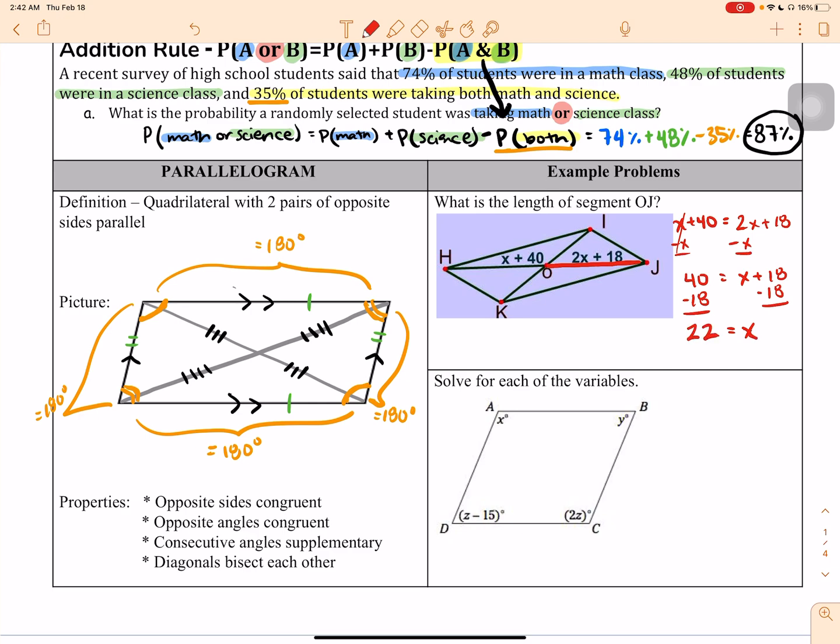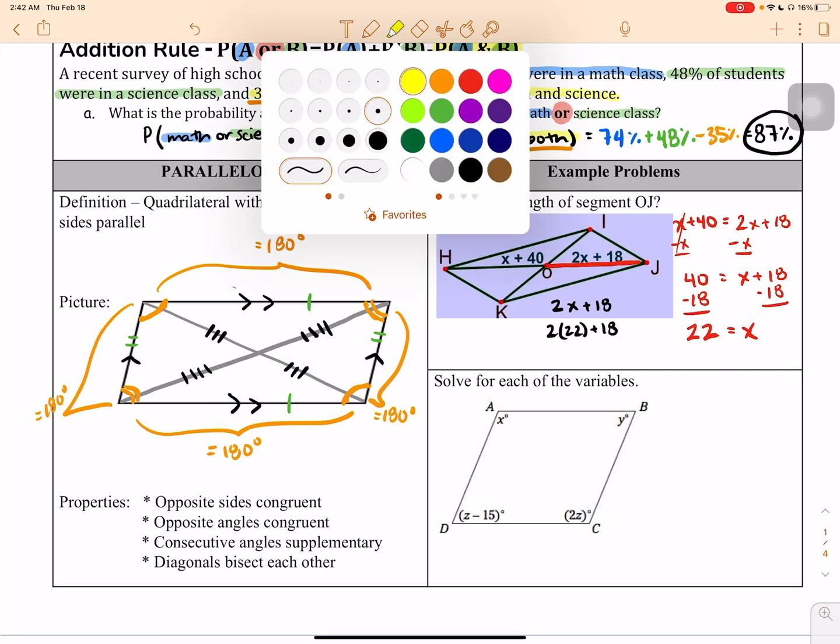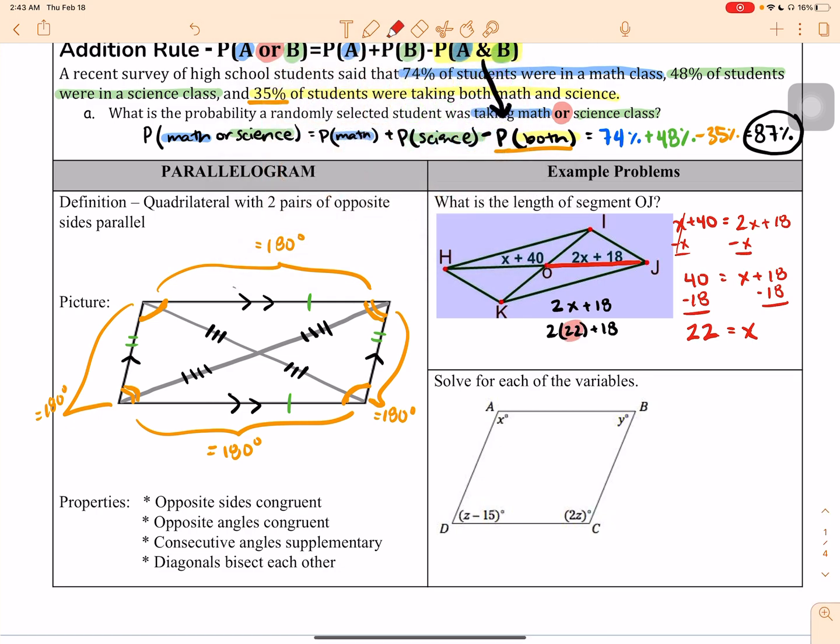It didn't ask me what x equals, but I needed that to find OJ. Okay, so if I have 2x plus 18, instead of the x there, I'm going to put a 22, because that is what I just solved for x. So this will be 44 plus 18 equals 62. It's not degrees or anything, but the length OJ is 62 units.